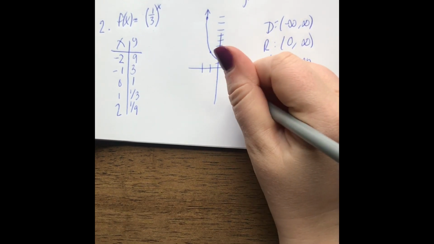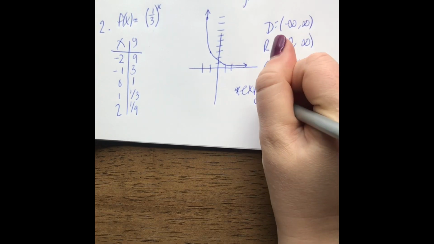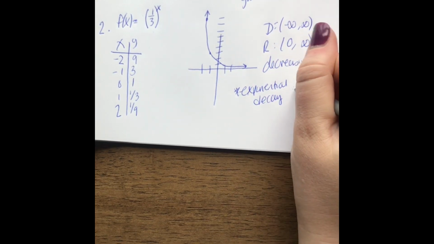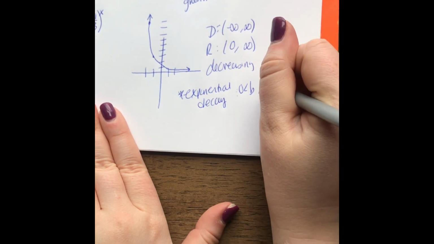And this is called exponential decay because b is bigger than 0, but it's less than 1.